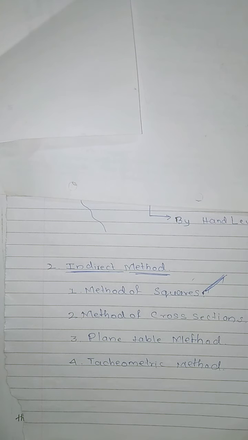Now, in the method of cross sections, suitably spaced sections are projected from the traverse line. The observations are made in the usual manner with the level and the clinometer or the theodolite and the traverse. The contours are then interpolated. This method is suitable for road, railway and canal lines.